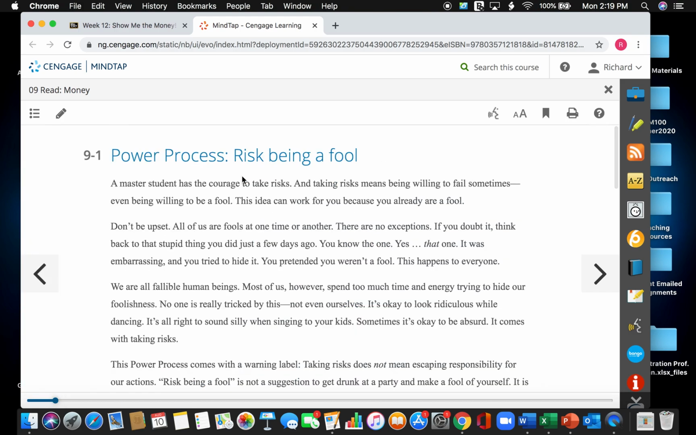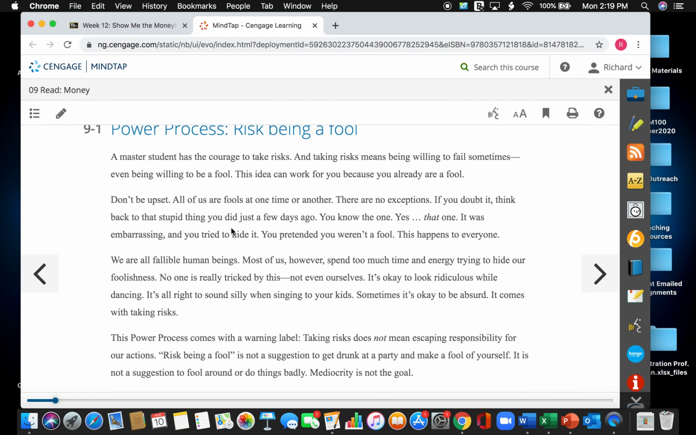Like every week, there's an introduction to a power process, and this one is risk being a fool. A master student has the courage to take risks. And taking risks means being willing to fail sometimes, even being willing to be a fool. This idea can work for you because you already are a fool. Now don't be upset, all of us are fools at one time or another.